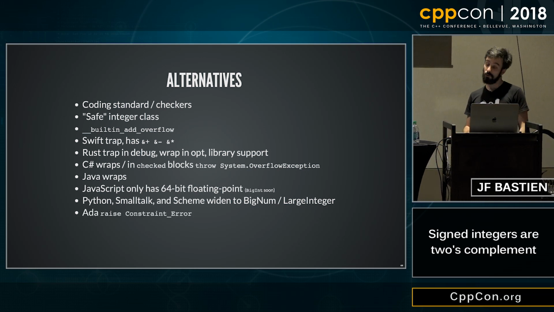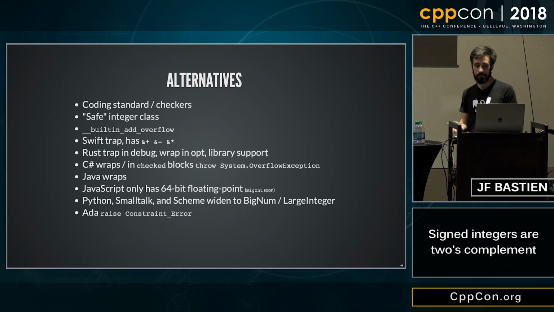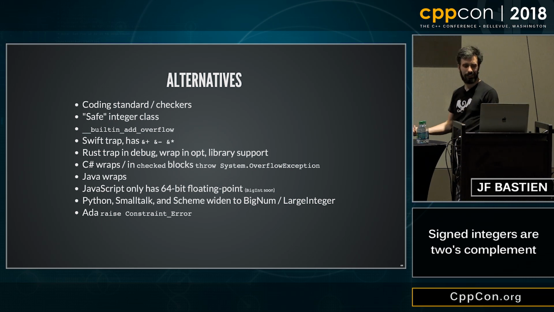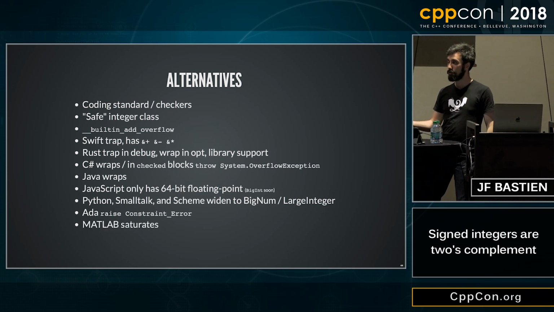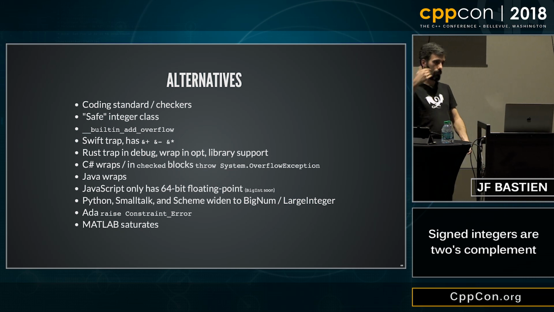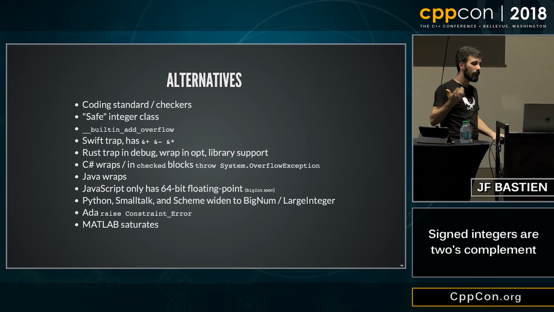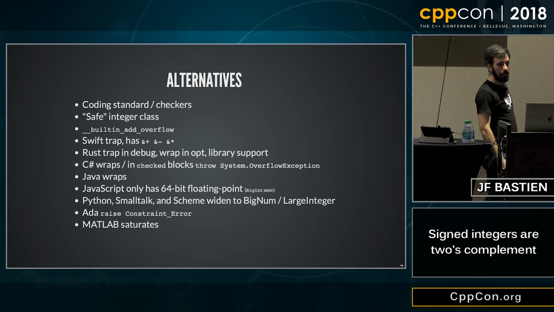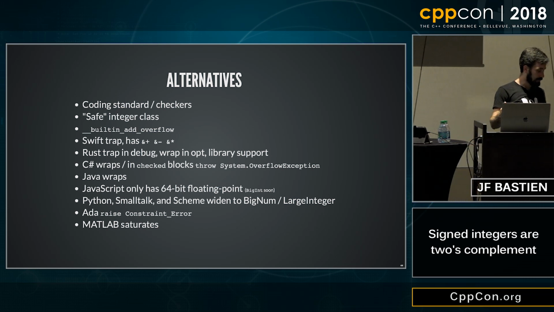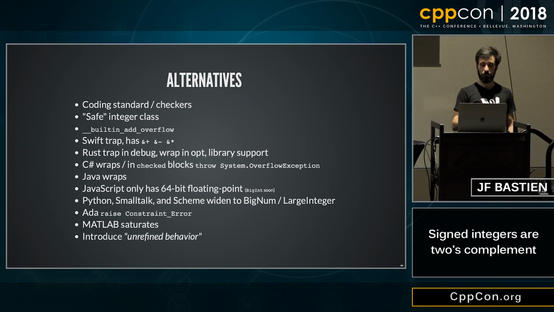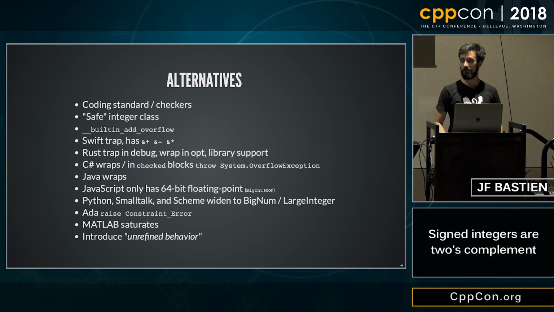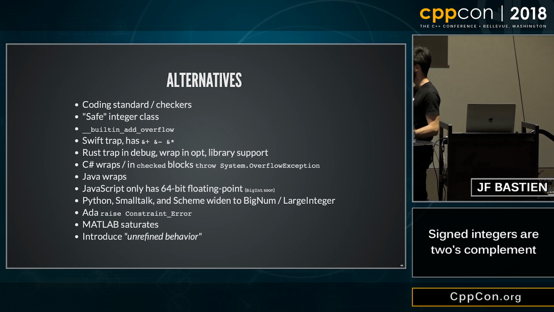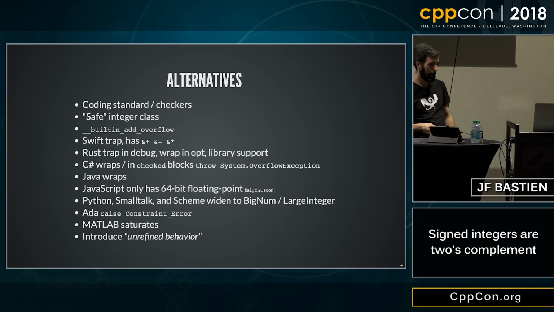Ada raises a constraint error. I don't know what that means, but that's what it does, right? It's the same as an exception, I guess. MATLAB saturates instead. Okay, so if you try to go too far, it'll just stay there. It's kind of weird, but MATLAB's kind of weird anyways. And my favorite idea is the thing we could do for C++. We can introduce a thing that I called unrefined behavior. So instead of being undefined or implementation defined, it's just something, it's just not that great. I don't know what it actually means, but I like the word, right? I like the idea of unrefined behavior.